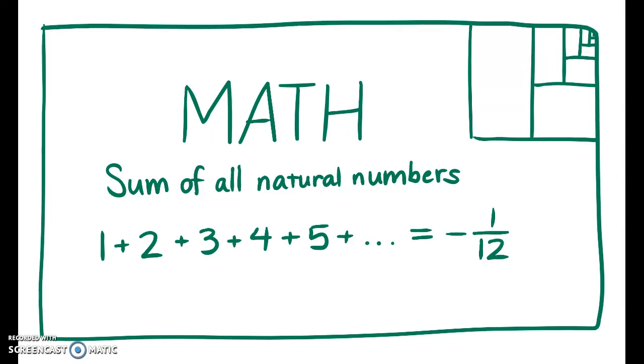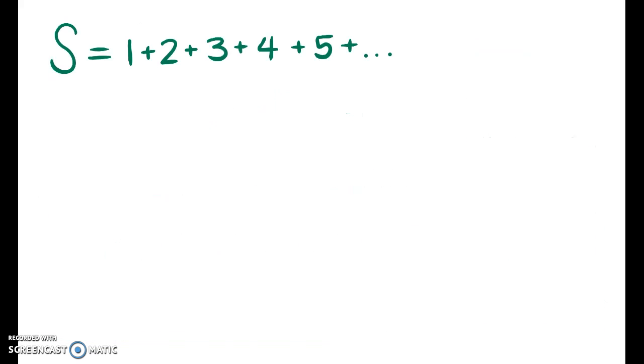Today in math, we'll be discussing why the sum of all natural numbers, namely 1 plus 2 plus 3 plus 4 plus 5 all the way to infinity, is equal to negative 1 over 12. So our goal is to find s, which is 1 plus 2 plus 3 plus 4 plus 5, and so on all the way to infinity.